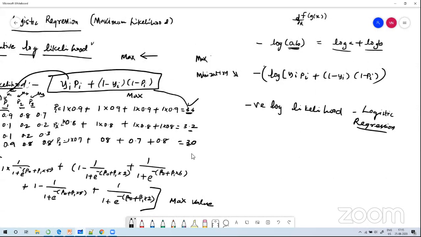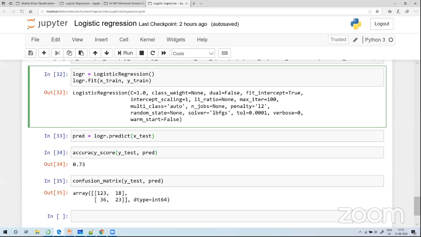Okay, that's all about logistic regression. Now let's jump into the next one, decision trees.